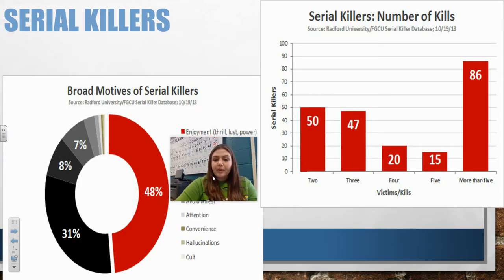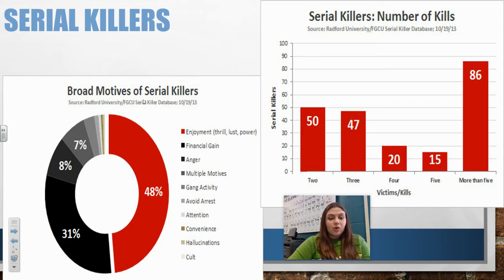Now, broad motives by serial killers. So this is most of them because they like it. Most of the time, we're not talking about people with motives here, not real motives. We're talking about people that have issues that just wanted to murder someone. That's why they're so much harder to catch, because there isn't a motive. I don't know how to catch a person that's just killing because. So most of them for the enjoyment.